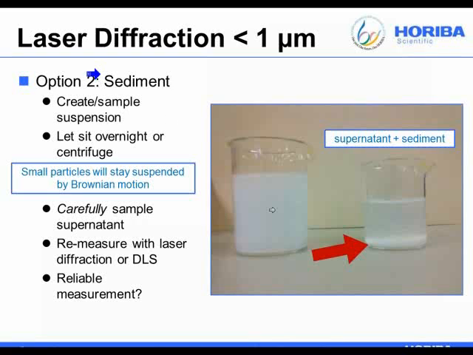So what we're hoping is, if we start off with this suspension, all the large particles will sediment to the bottom like we see in this picture. And then what we're left with is the supernatant. We sample just from the supernatant, and I say very carefully, because we don't want to accidentally disturb the sediment and draw up some of the big stuff. And then again, remeasure with our laser diffraction analyzer, or DLS if we have it. If we get a result that's reliable, then again we can say that we have the small particles there.